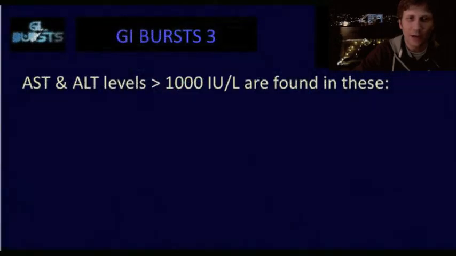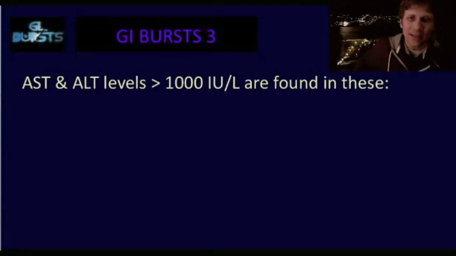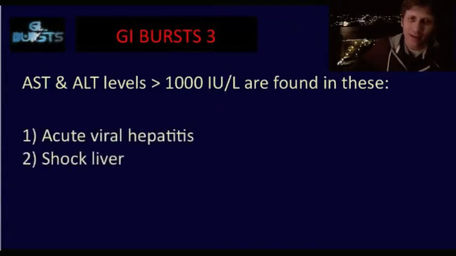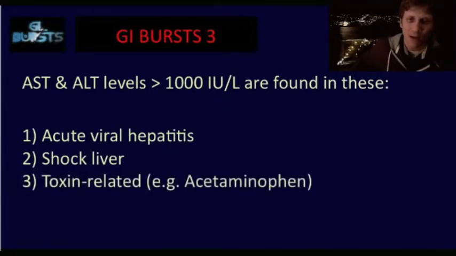GI Burst Part 3. AST and ALT levels greater than 1,000 should only be seen in the following conditions. What conditions can give you an AST and ALT level greater than 1,000? Number 1, acute viral hepatitis. Number 2, shock liver. And number 3, toxin related, specifically acetaminophen or Tylenol.